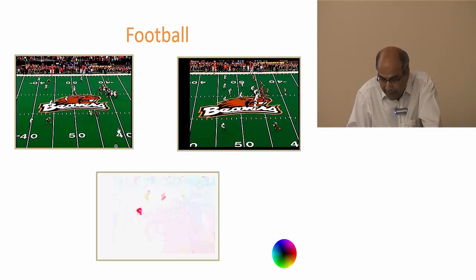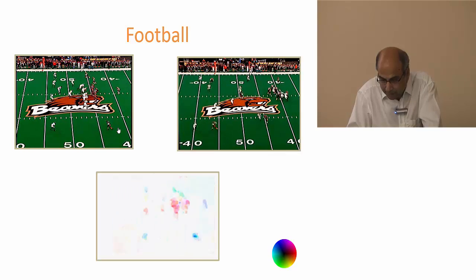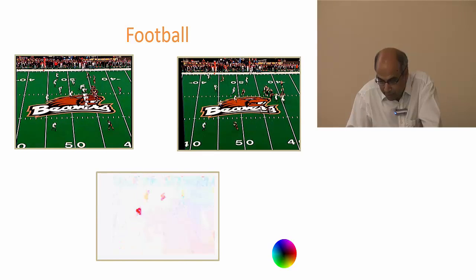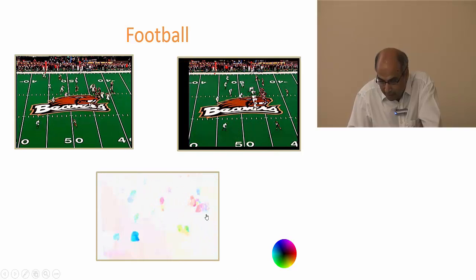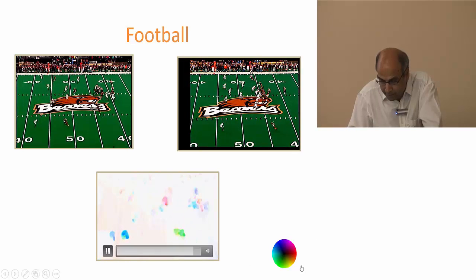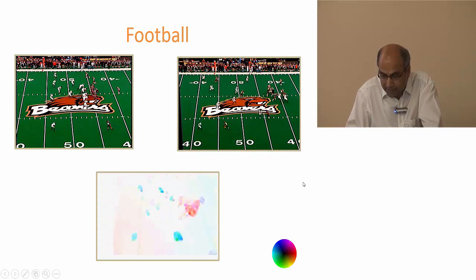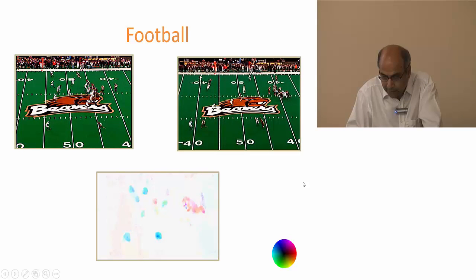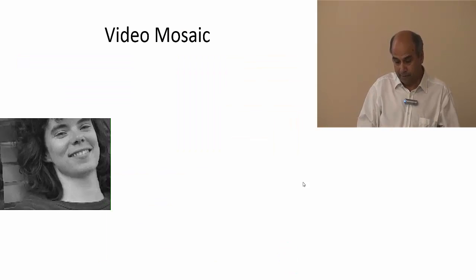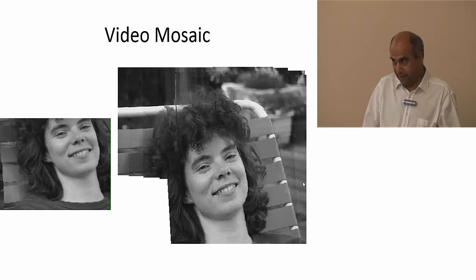Okay, and then you can compute optical flow, which is shown here, where the direction of motion is shown by this wheel. The guy moving this way is red, the guy moving this way is blue, and so on. So that's the fun stuff. Now you can take this and make a mosaic, and it'll be like this. You can stitch these frames together.